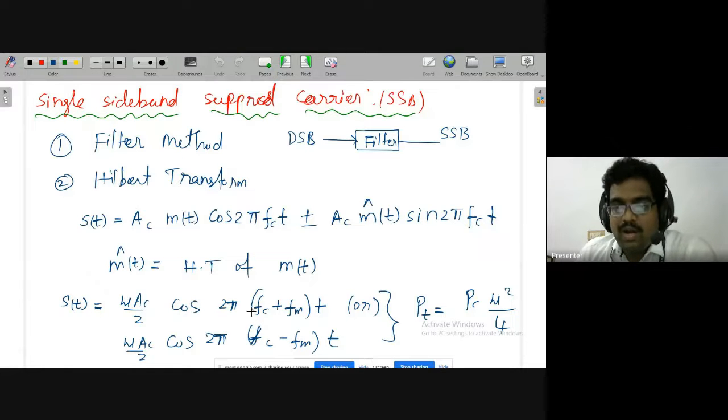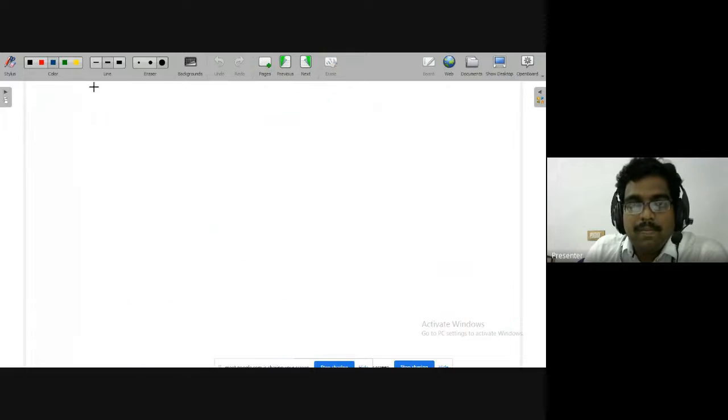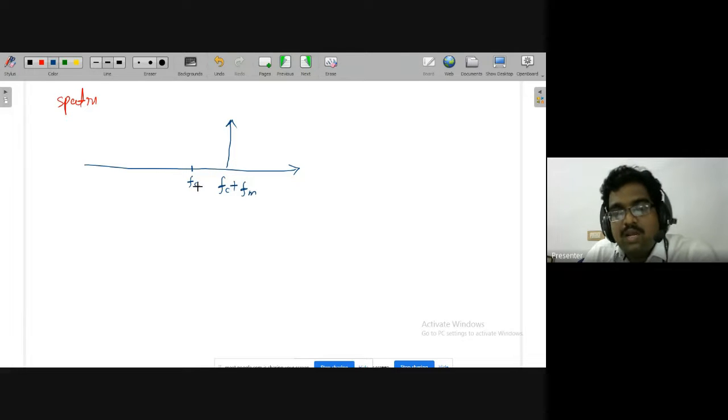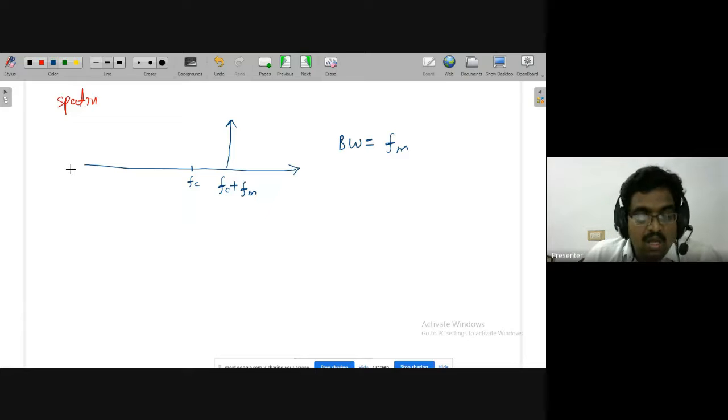Before that, we will write the spectrum of the SSB signal. In the spectrum, you will get only the upper sideband or lower sideband at any point of time. As compared to the reference carrier, you will get only one sideband. For example, if it is fc plus fm, you have only one sideband. Anyway, fc is the reference. Then what is the bandwidth here? Here, bandwidth is simply fm, because there is no lower sideband. At any point of time, we have either the upper sideband or lower sideband. With reference to the carrier, the frequency deviation is fm. So the bandwidth is simply fm.